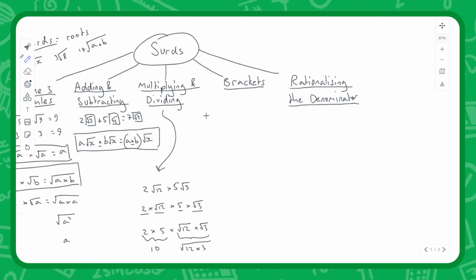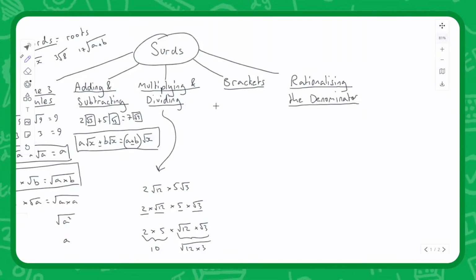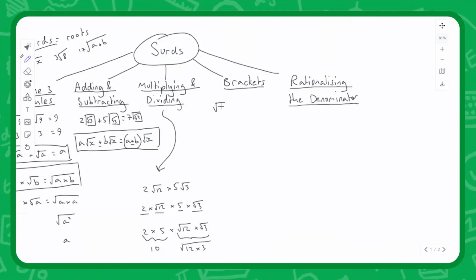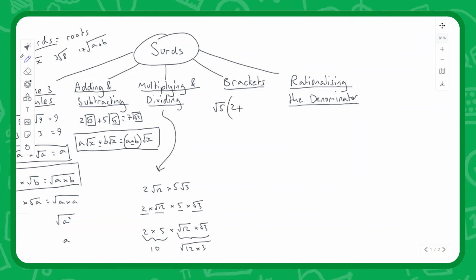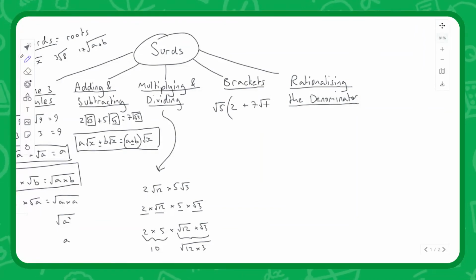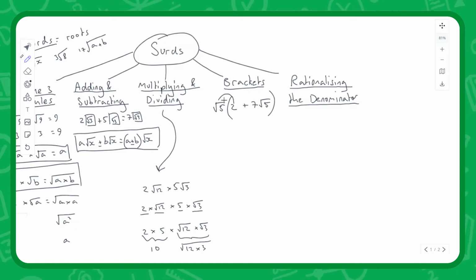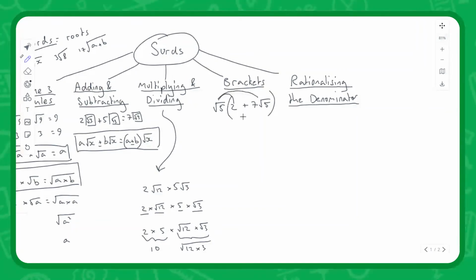Brackets. Let's do another example. Let's say we've got root 5 brackets 2 plus 7 root 5. What we do is, what we normally do, we multiply out. We do root 5 times 2 and root 5 times 7 root 5. Well, root 5 times 2 is just 2 root 5. And our second term is going to be root 5 times 7 root 5. Well, I'll write this down to start with, root 5, 7 root 5.